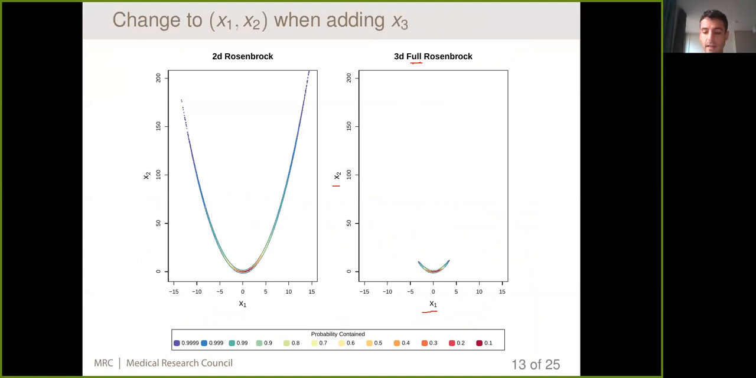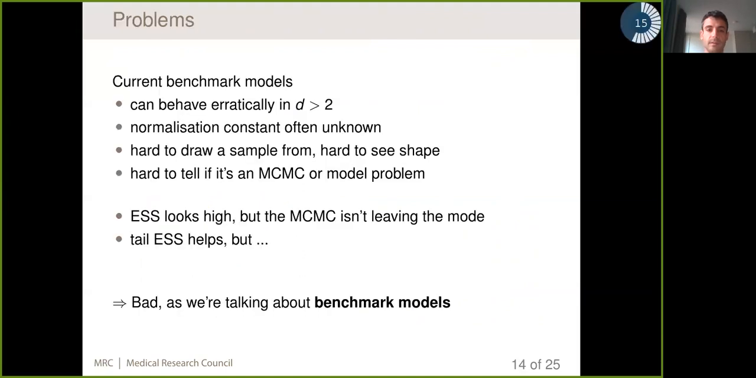This sort of thing happens generally with quite a few benchmark models. To summarize, many benchmark models can behave erratically when the dimension of the model grows beyond 2. The normalization constant is often unknown, and because of that, it's hard to draw a sample from the model. You can obviously use MCMC to draw a sample, but then if things change erratically, it's hard to tell if it's an MCMC problem or if it's a model problem.